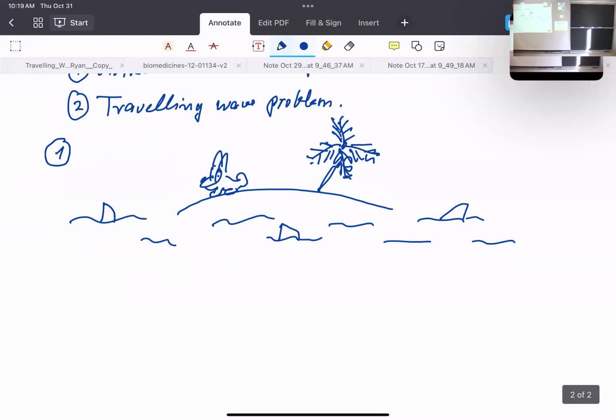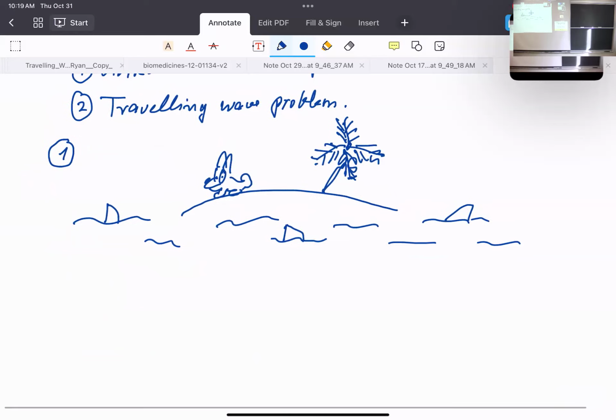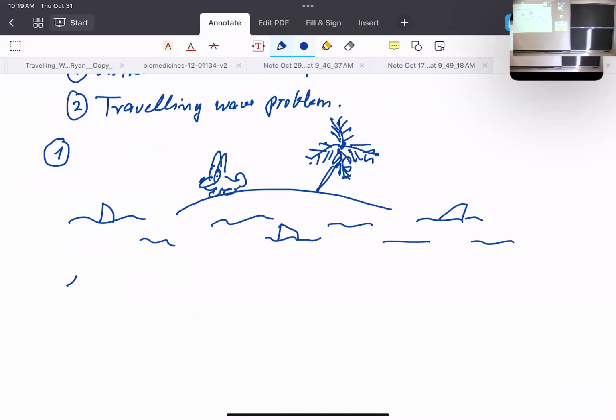The bunny is not a squirrel, it cannot climb the tree. It cannot climb the tree either, exactly. But for squirrels, you would have a similar question. Yeah, so how large?